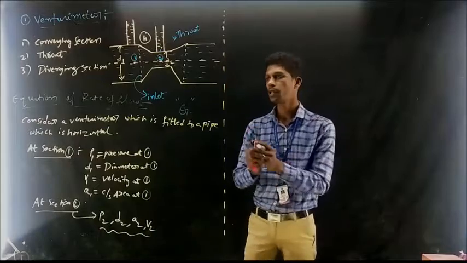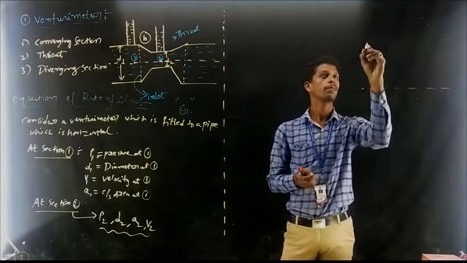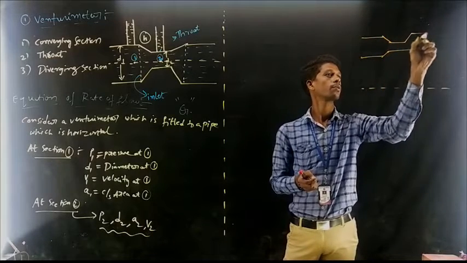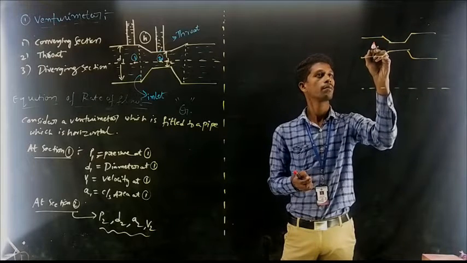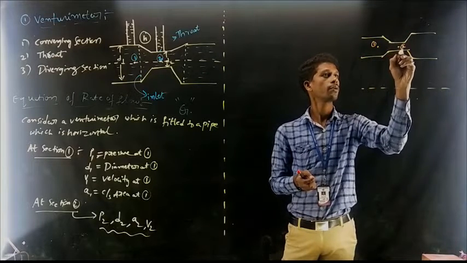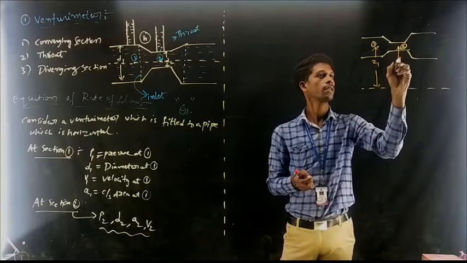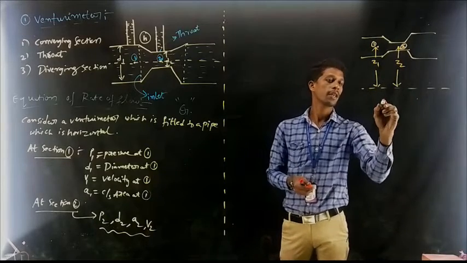Apply Bernoulli's equation for this particular pipe section. So we have a datum line here. This is the Venturi meter we have. This is point 1 and this is point 2. This is Z1 and this is Z2, right? So here Z1 and Z2 are the same.